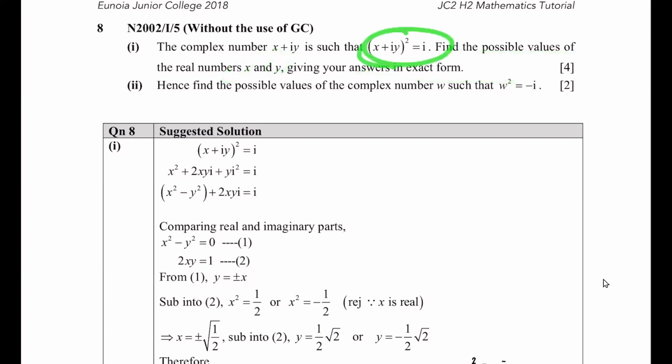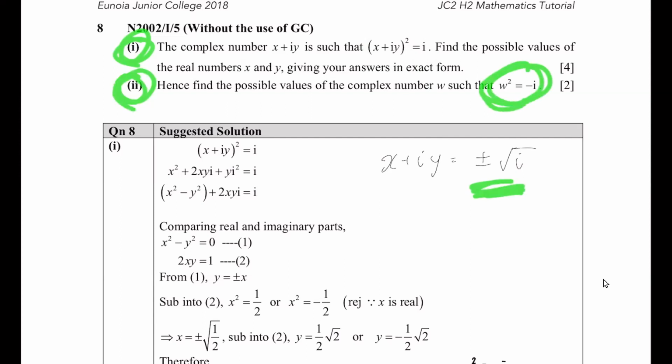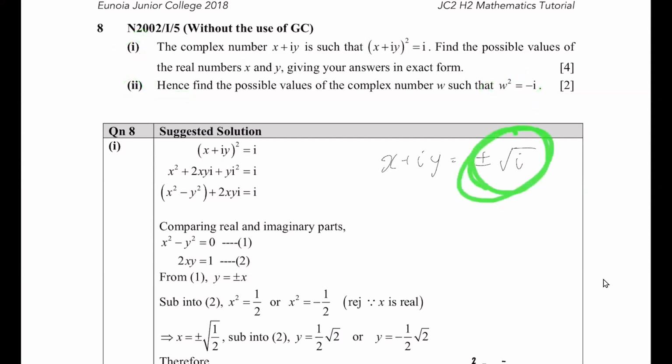So again, doesn't this look familiar? It's just asking you to find the square root, right? This question is really just asking you to solve for x plus iy. Isn't that just plus minus square root of i? So what they asked you to do in part 1 is to find an expression for the square root of i. Then later on in part 2, in the hence question, what do you think you're going to do? Use the part 1 answer. So in other words, you need to make use of what did I find here in part 1?